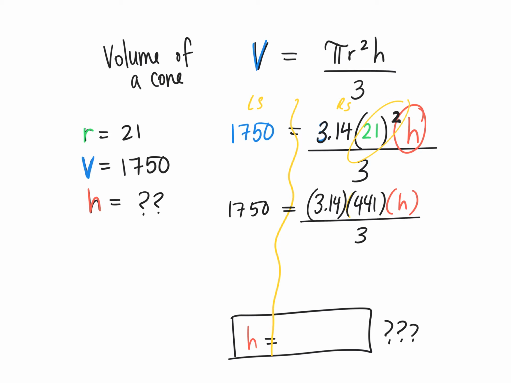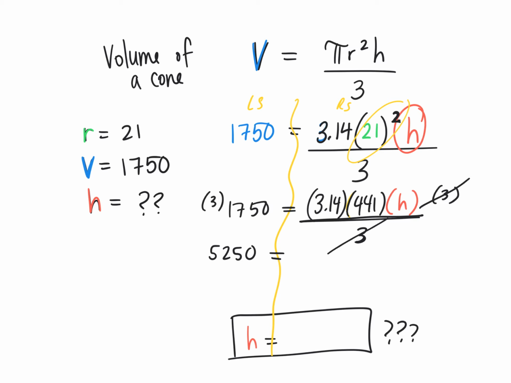Now I want to get rid of this divided by 3. I'm going to do that first, to make it simpler so we're not working with fractions here. So the opposite of divided by 3 is multiplied by 3. If I multiply this by 3, I've canceled that out. But if I do that on the right side of the equation, what do I have to do on the left side of the equation? I have to multiply this by 3. So let's calculate that. 1,750 times 3 is equal to 5,250. So that's what I have on my left side now.